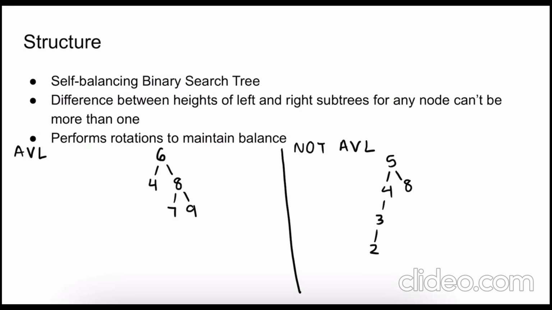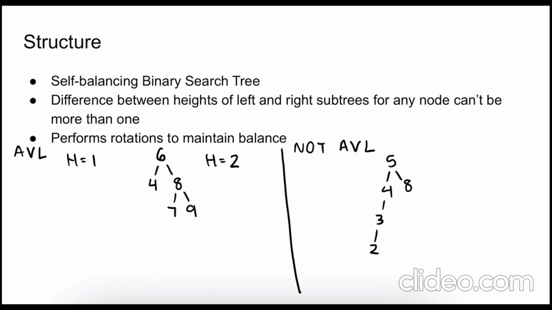I'm going to show you an example of a valid self-balanced AVL tree and a non-valid AVL tree. On the left, we have inserted 6, 4, 8, 7, and 9. The left and right subtree height difference of 4, 8, 7, and 9 are 0. For 6, we could see that the height of the left subtree is 1, and the height of the right subtree is 2. The difference between 1 and 2 is just 1, so it is a valid AVL tree.